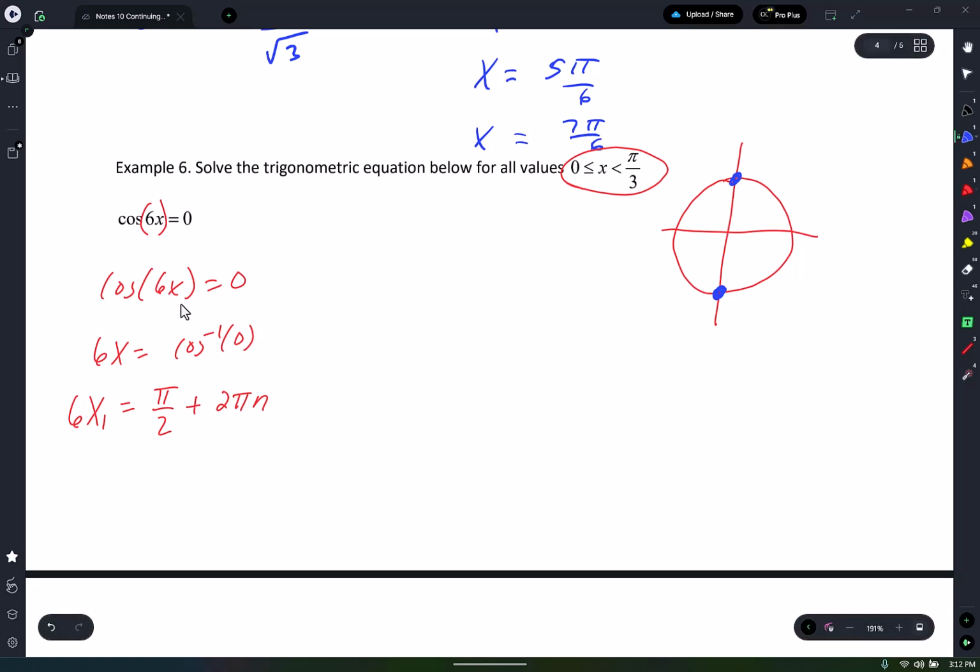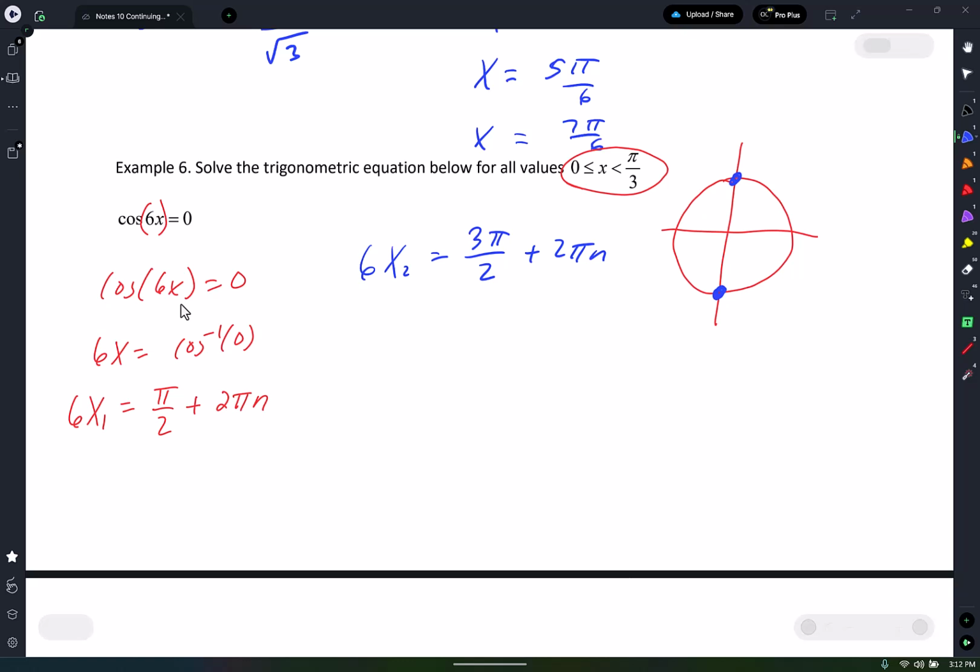I'm going to change my color. I'm going to write 6x2 equals. Where is the other? Where is cosine 0? What radian is cosine 0 besides pi over 2? 3 pi over 2, and I'm going to write plus 2 pi n. Does everyone know what we just did? So this is why the unit circle never goes away, guys.